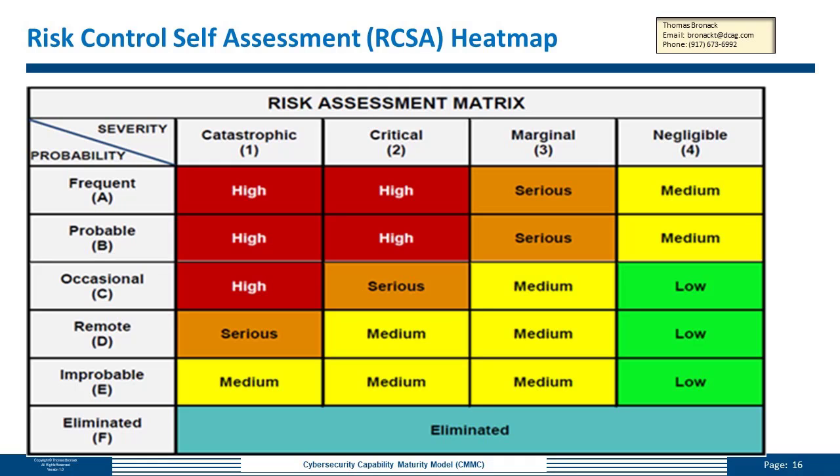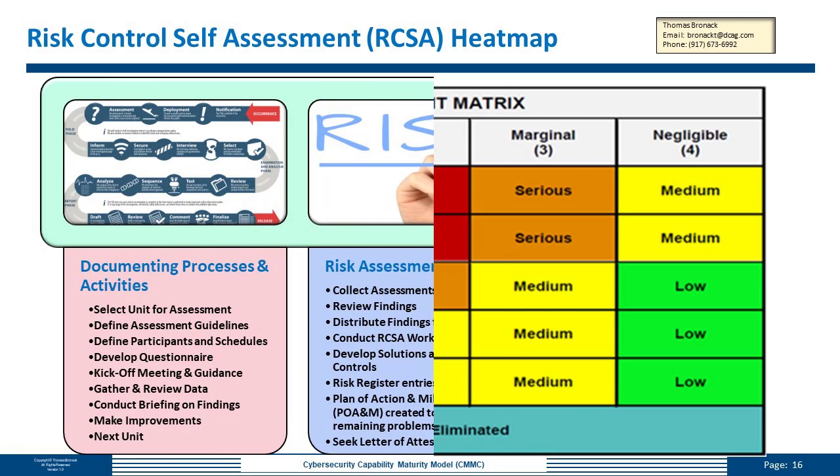Whenever a frequent probability meets a catastrophic severity, the box will be colored red. Less severe conditions will be colored brown or orange, marginal severities are yellow, and negligible conditions are colored green. The use of a heat map will make it easier to locate high-impact conditions where the severity and probability are both high. These conditions should be addressed.